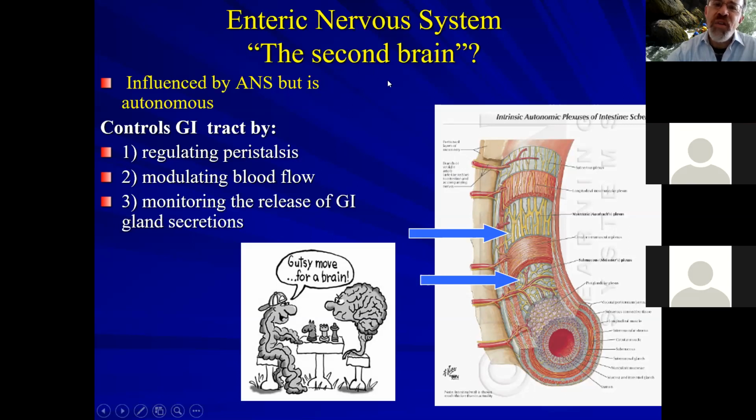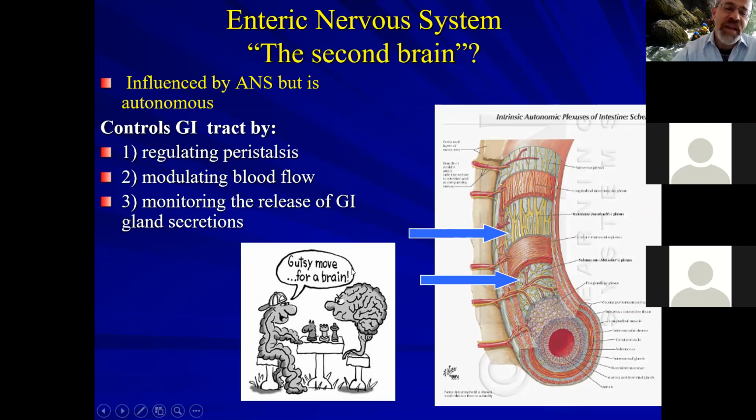What does the enteric nervous system do? Everything that needs to be done for digestion. Regulating peristalsis or motility, it regulates the blood flow into the gut, and also regulates the secretions, right, that are from the epithelium, all those exocrine and endocrine secretions.